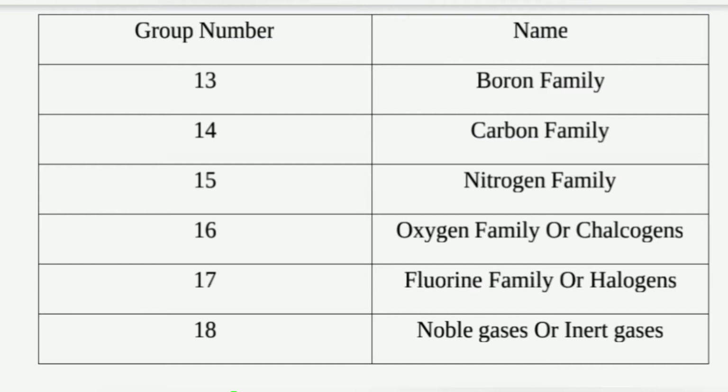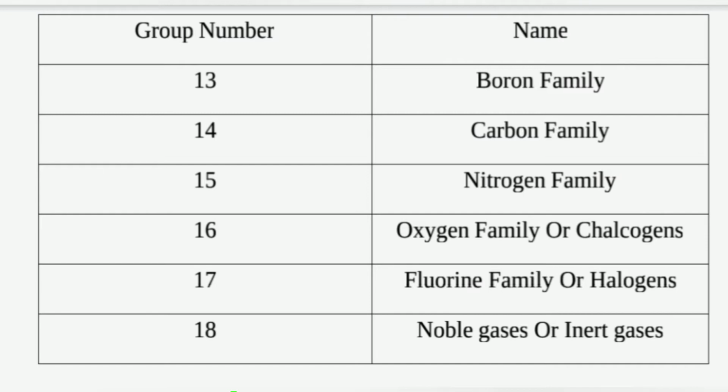Then which groups are present in the p block? The first one, group 13, is the boron family, since the first member is boron. Next is 14, the carbon family, because the first member is carbon. Similarly, 15 is known as the nitrogen family. 16 is the oxygen family, because oxygen is the first member, and it is also known as chalcogens, a new name for us. Group number 17 is generally known as the fluorine family, or halogens. And the last group, group number 18, is known as noble gases or inert gases.